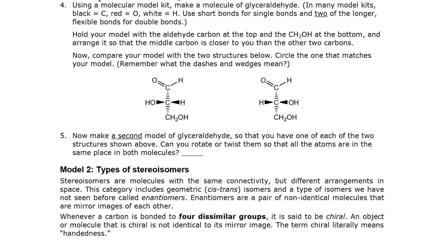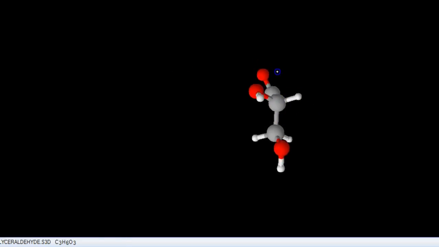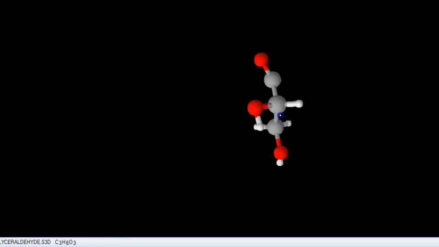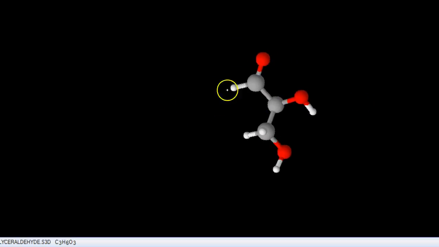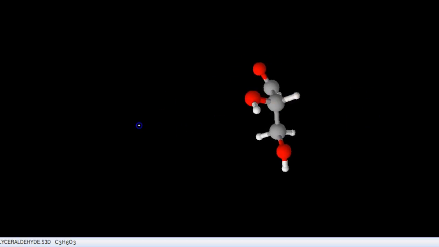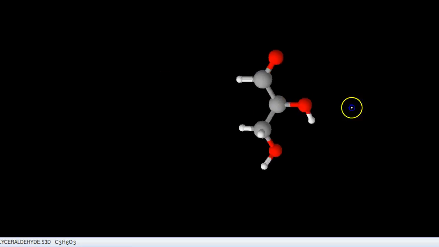So if I look at these 2 models, and I'm going to compare that with this. So the question I have for you, I'll move this around a little bit, is which of those structures is matched by this model? You can rewind the video if you like and look at this more than once.